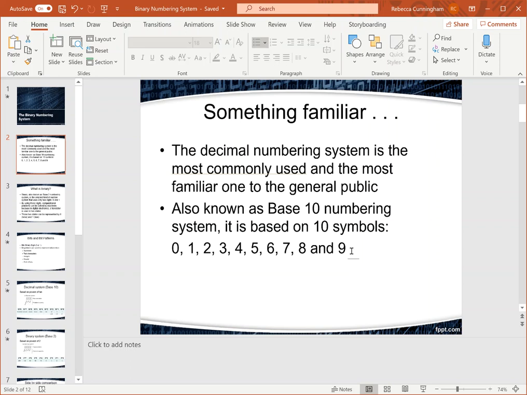You know the decimal numbering system because that's what you have learned since you were very small. It is the most commonly used and obviously the most familiar one to the general public. It's also known as the base 10 numbering system because it's based on 10 symbols. And again, you are familiar with those symbols, 0 through 9. To make any number, we use a combination of all of those symbols.